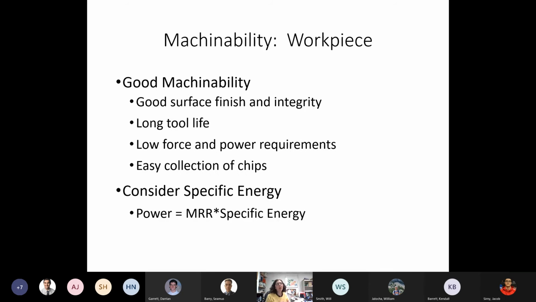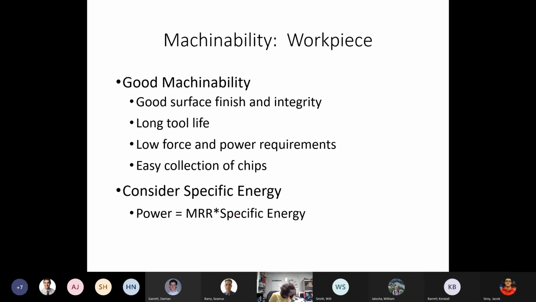So it's one where the chips form nicely. They don't get too long. They're not too short. But again, it is a relative property, and it's not a theoretical property. It's one that we get by experimentation. But it is one that we may see on MatWeb or in handbooks.